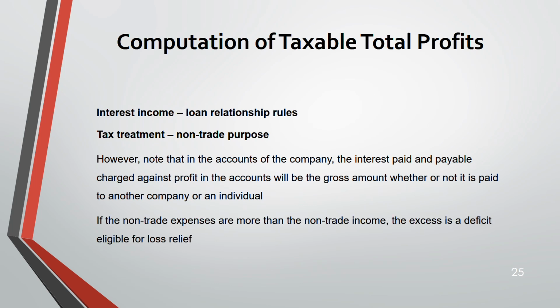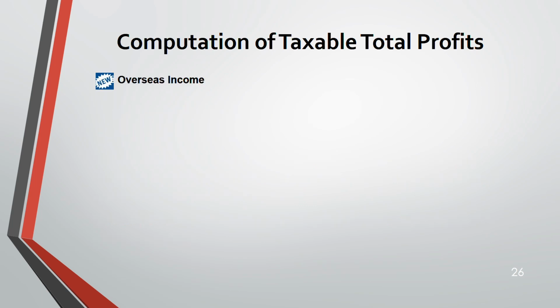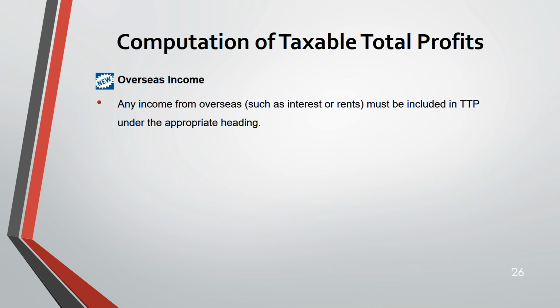If the non-trade expenses are more than the non-trade income, what happens? The excess is a deficit, because expenses are more than income. So excess is a deficit eligible for loss relief. Now, third type of income, overseas income. This is new. This is also included in TTP. It could be your interest from overseas or rent from overseas.